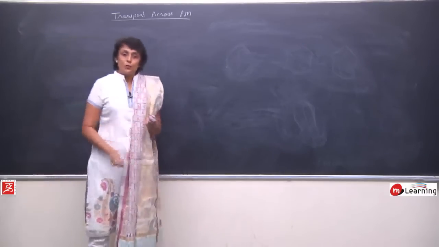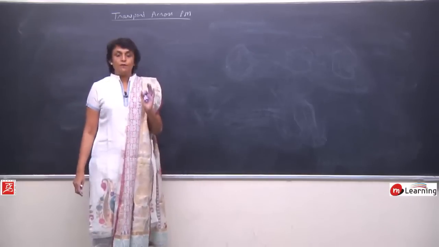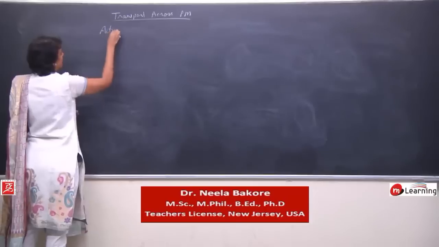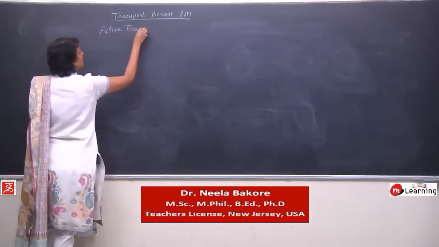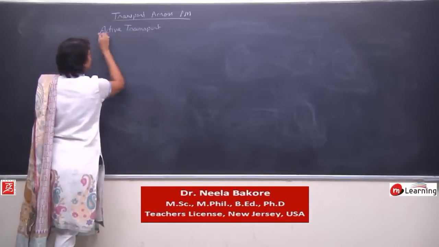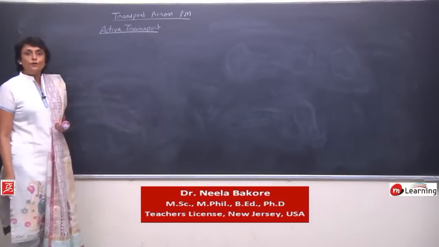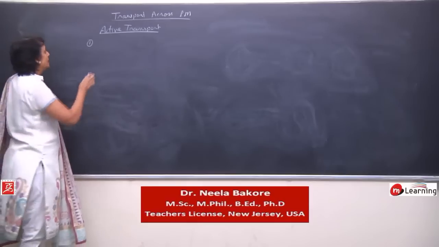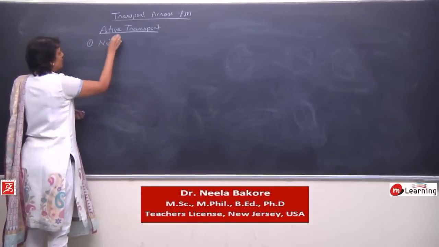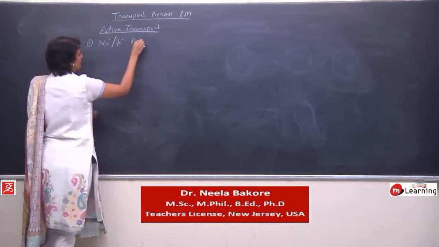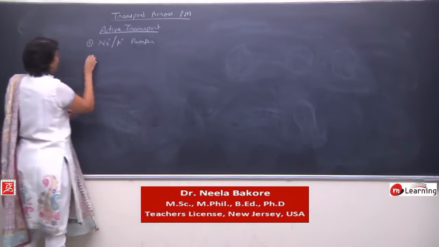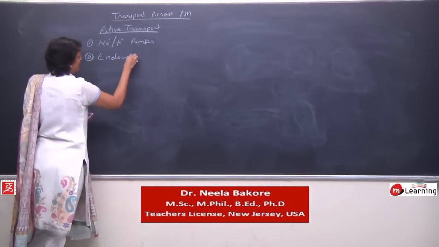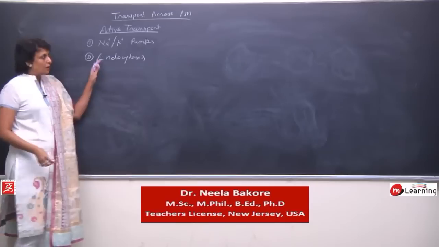In passive transport, we talked of diffusion, facilitated diffusion and osmosis. Now, active. This is with expenditure of energy. There are two main examples which we can take here. One is sodium potassium pumps, and two, endocytosis. We have talked of endocytosis a little earlier.